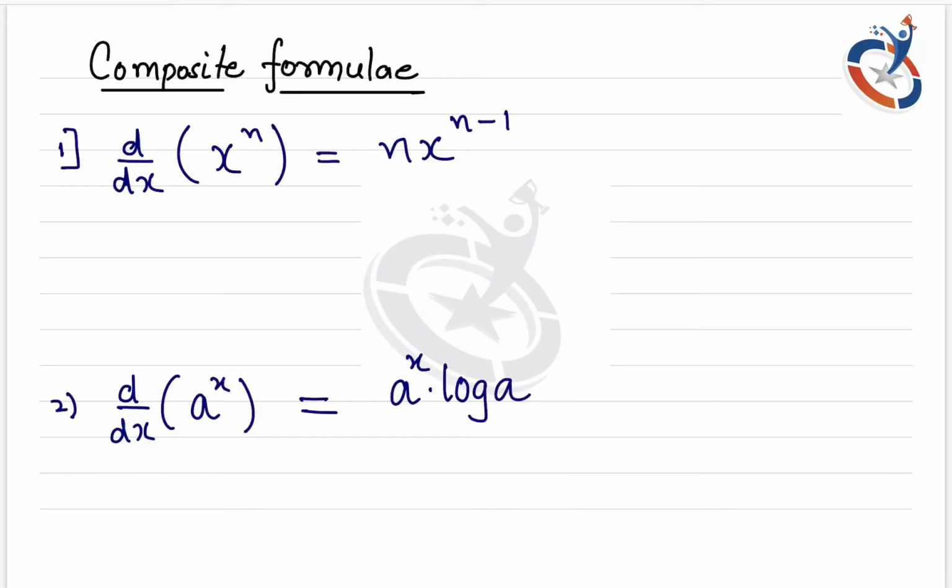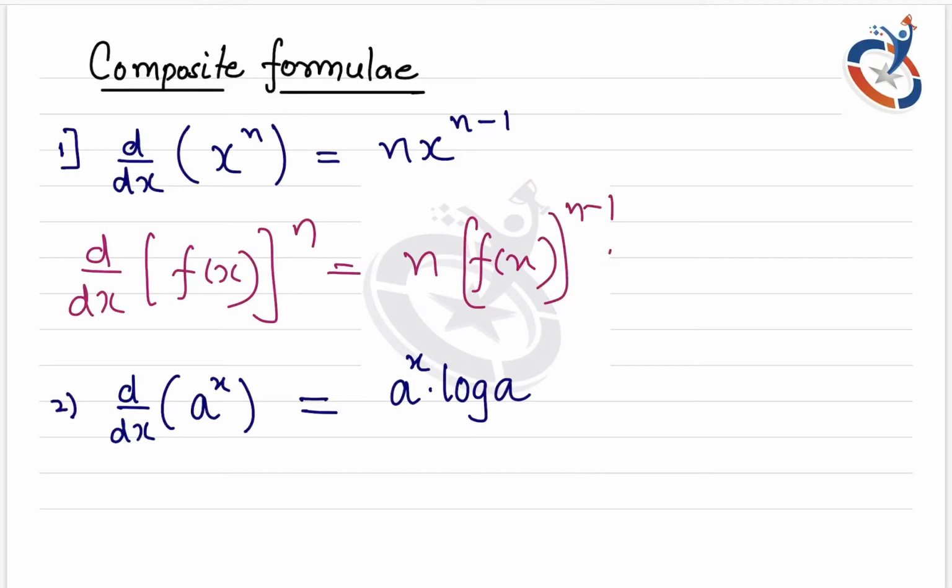So let's understand this rule again. The first formula we wrote was the derivative of x raised to n. Here the formula was n into x raised to n minus 1, into the derivative of x, which is 1. But instead of x now we are going to write f of x. So the composite formula becomes derivative of f of x raised to n, which is n into f of x raised to n minus 1 into the derivative of f of x also. You can also write the derivative of f of x as f dash x. F dash x means the derivative of f of x.